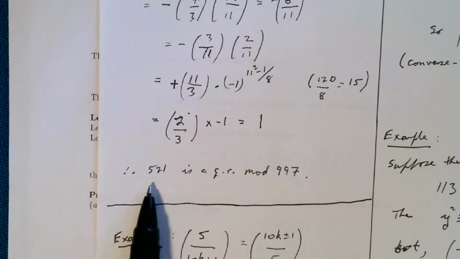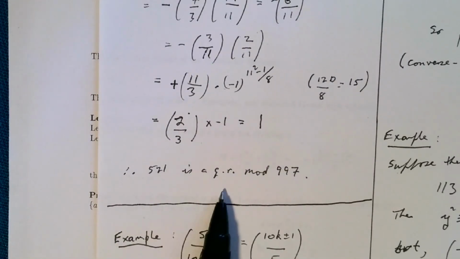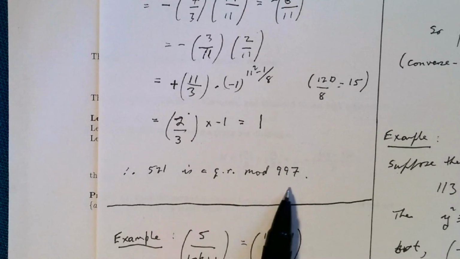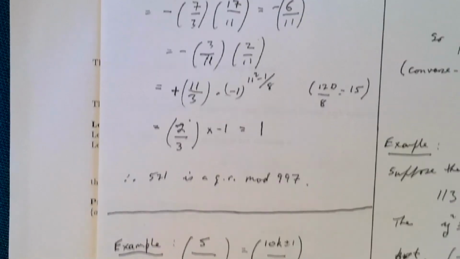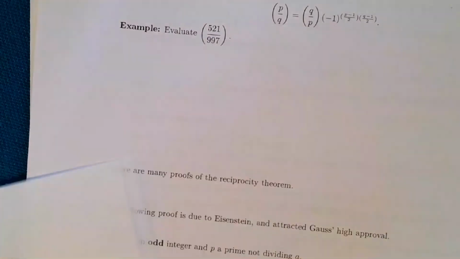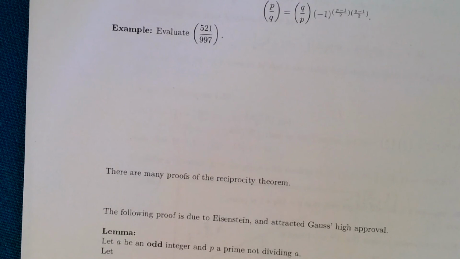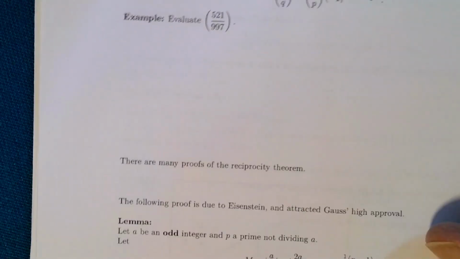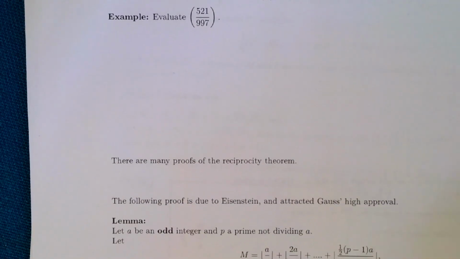And so that tells me that 521 is a quadratic residue, that is, it is a square modulo 997. So there's a nice little example of that. Now in the next video I will go through the proof of the quadratic reciprocity theorem. I'll go through the one that's due to Eisenstein.